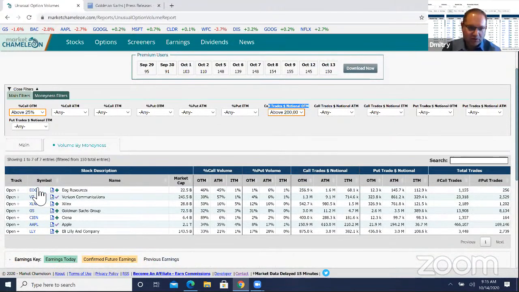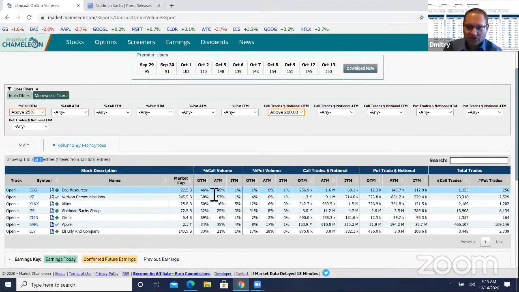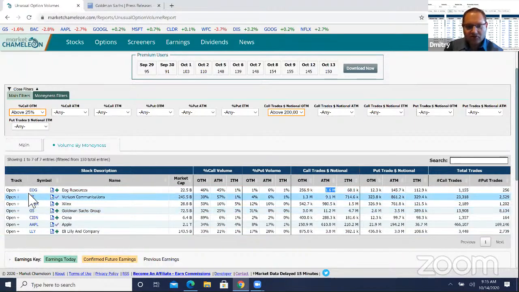So here we go. So we narrowed it down to like, what, 7. So in EOG, right, 46% of all the volume yesterday was in out of the money calls, and the total dollar amount in out of the money calls was $256,000 worth. So we see that out of the money and at the money calls was 91% of all the trades, right? So I'm sorry. Yeah, it looks like that. So most of those trades, right, were at the money and out of the money calls.